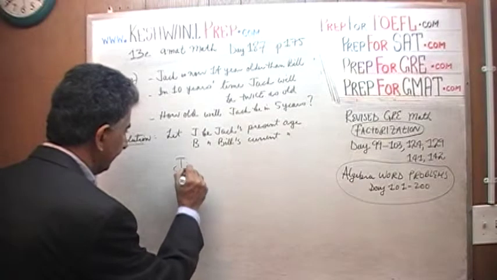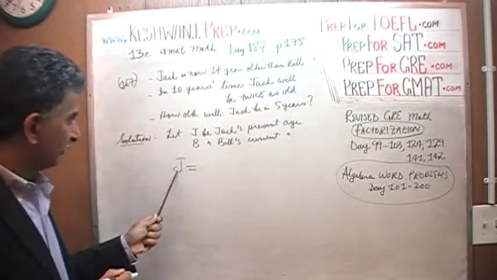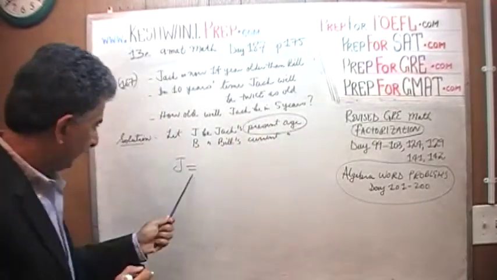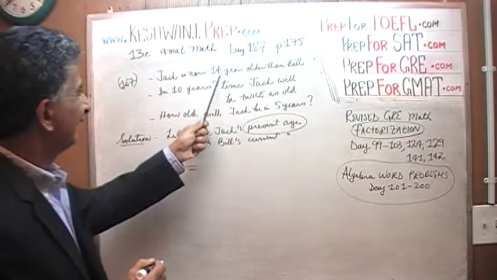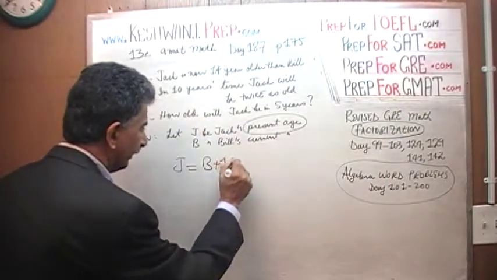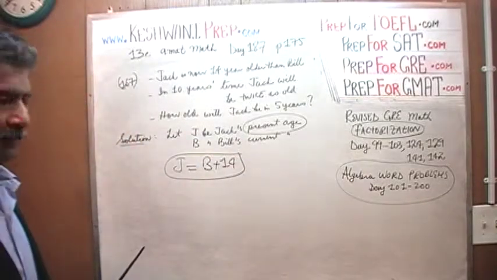Jack is now, because we are using J to represent his present age. Is now, the equal sign, 14 years more than Bill. So whatever Bill's age is, if we add 14 to it, that will be Jack's age. There you go, that's our first equation. But that was very simple.